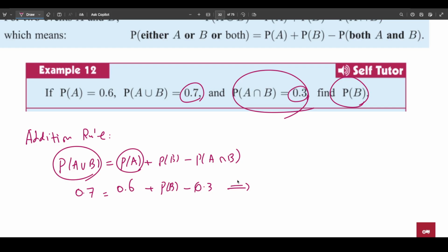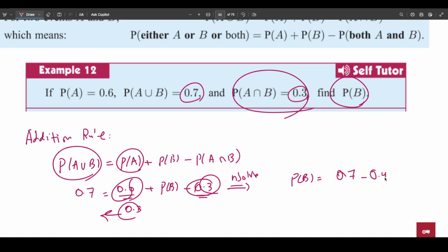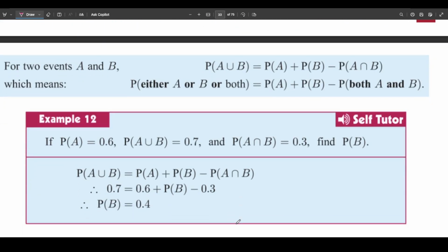If you struggle to solve this, you can go for a numerical solve, but we can also do it manually. 0.6 minus 0.3 is 0.3. Moving it to the other side, it's going to be minus. So probability of B is 0.7 minus 0.3, which is 0.4. Okay, so probability of B is 0.4.